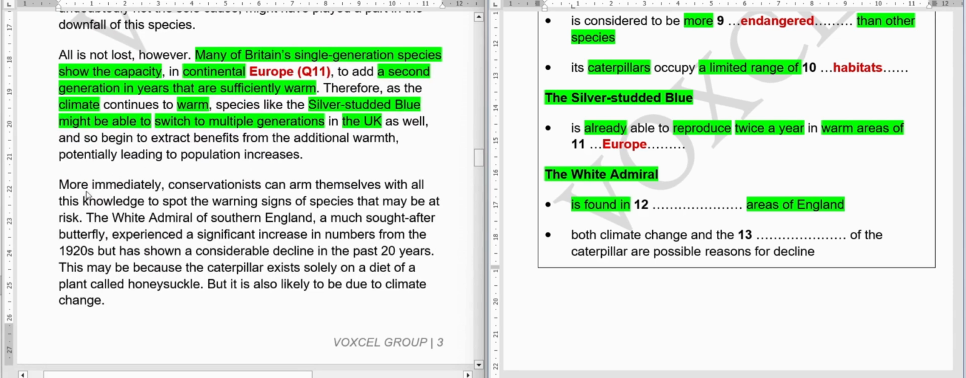Let's see. More immediately, conservationists can arm themselves with all this knowledge to spot the warning signs of species that may be at risk. The white admiral. Sorry about that. What is happening to my mouse? The white admiral of southern England, a much sought after butterfly, experienced a significant increase in numbers from the 1920s, but has shown a considerable decline in the past 20 years. All right. So this is our location, and you have 10 seconds to tell me the answer. I think it's quite straightforward. Don't overthink, and your time starts now.